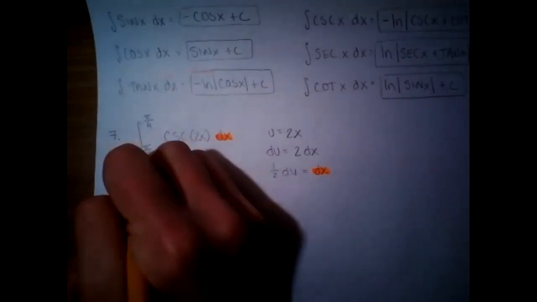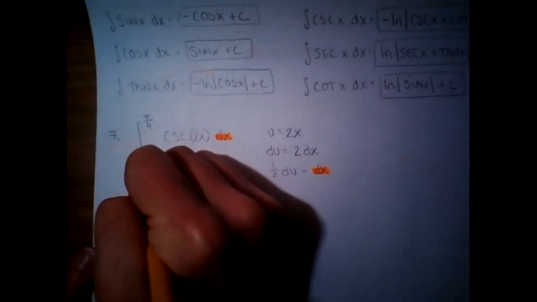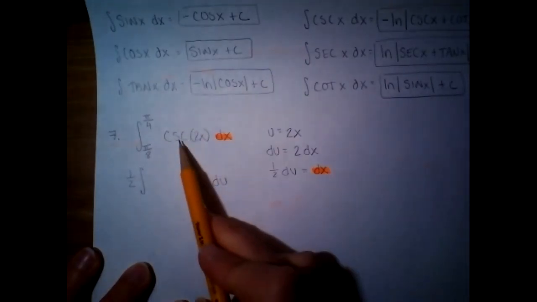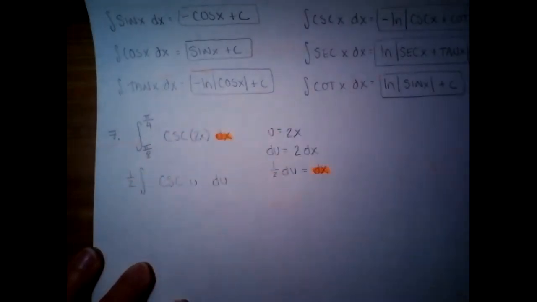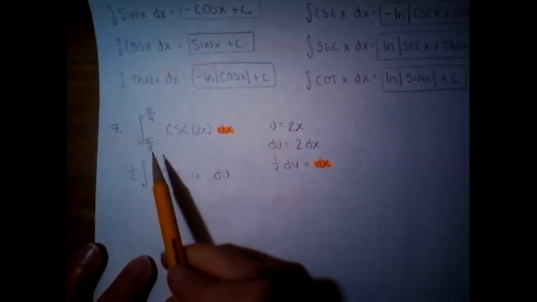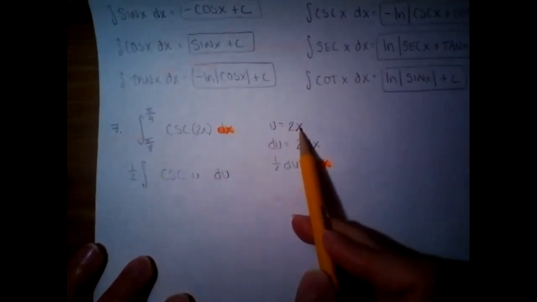So 1/2 goes out front, du goes at the end. Whatever you didn't highlight is still there. So cosecant of u. And then we're going to adjust the boundaries. Again, it's easy to do. You just have to plug them in for x right here.